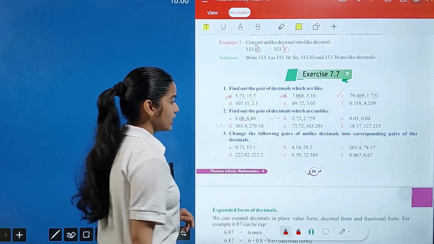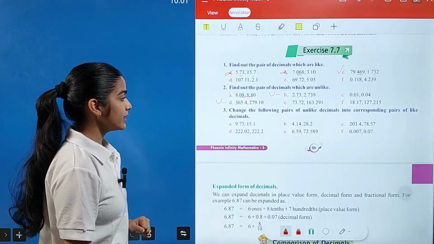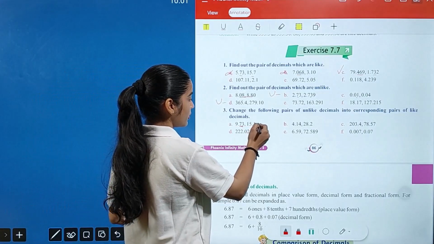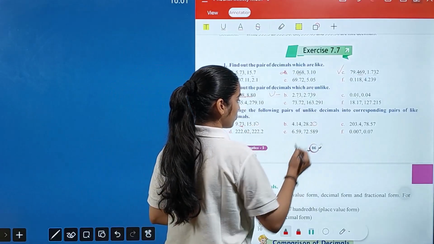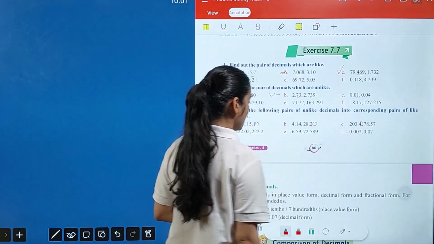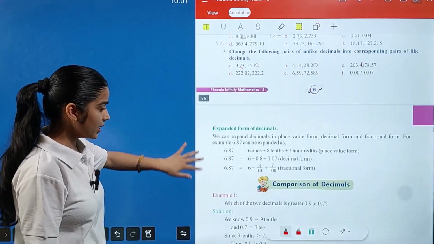Unlike. So you can find out the rest of the following. Change the following pairs of unlike decimals into corresponding pairs of like decimals. So here we have 2 and here we have only 1. So we add a 0 to convert it into like fraction. Here we add a 0 to convert it into like fraction. So we have to add a 0. In the same way you can convert unlike fractions into like fractions.